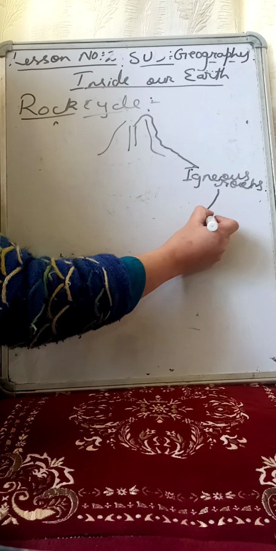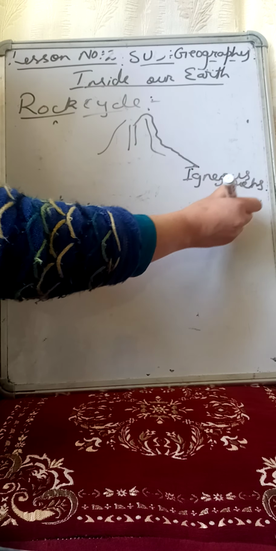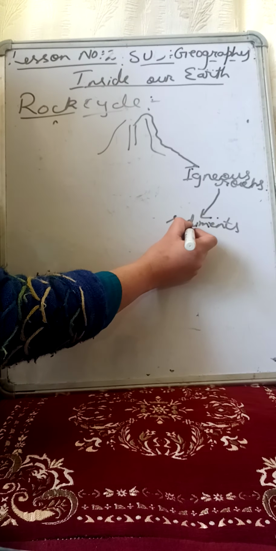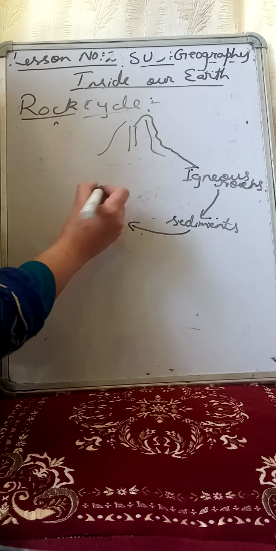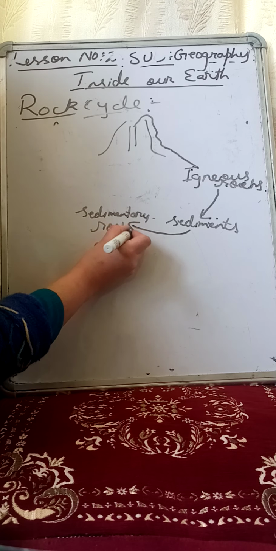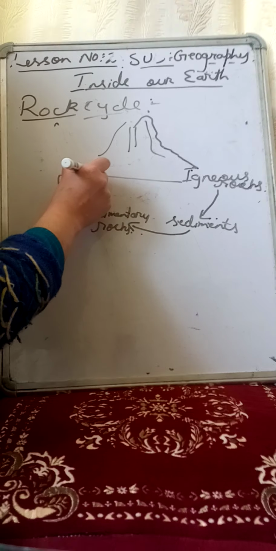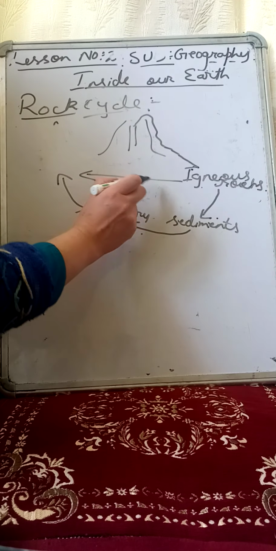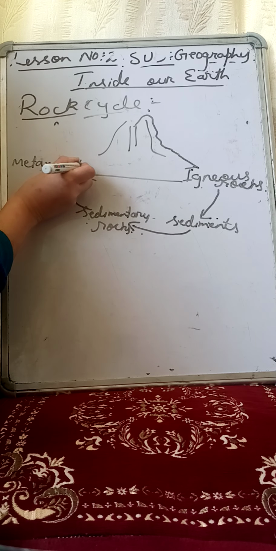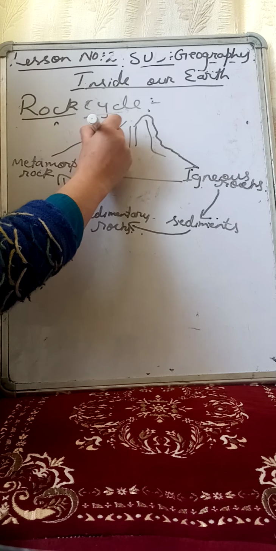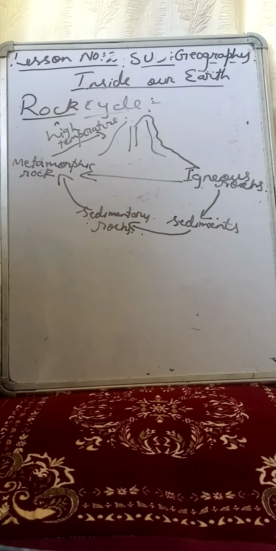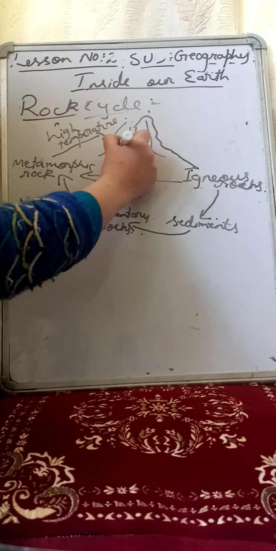Then these igneous rocks break down because of rain or wind or any other natural pressure, and form sediments. When these sediments are compressed by nature, they form a certain type of rock known as sedimentary rocks. And when sedimentary or igneous rock comes under great pressure or temperature, it forms metamorphic rock. Right? And when these metamorphic rocks face high temperature, they again change into hot magma.